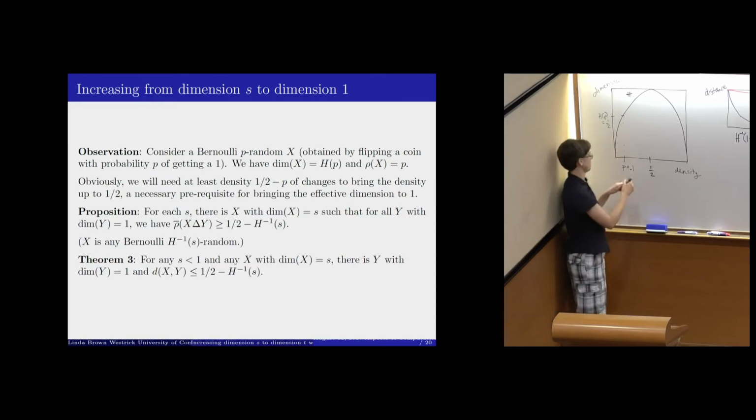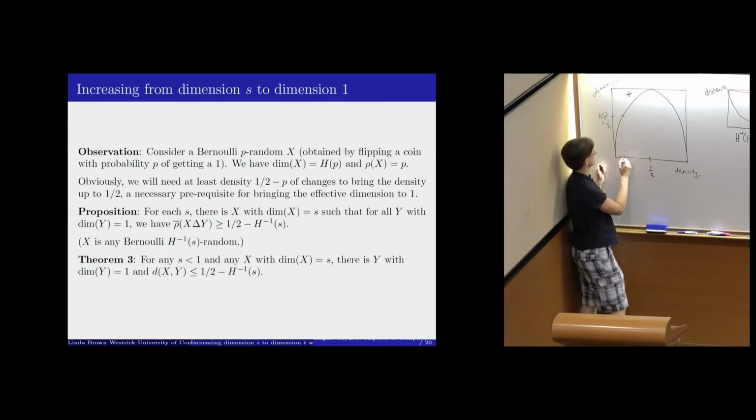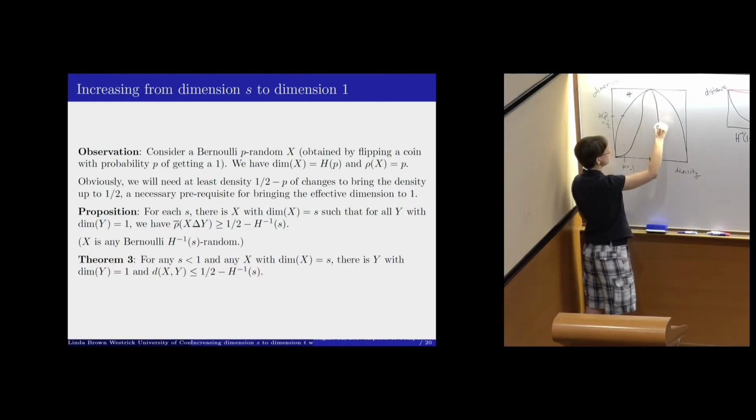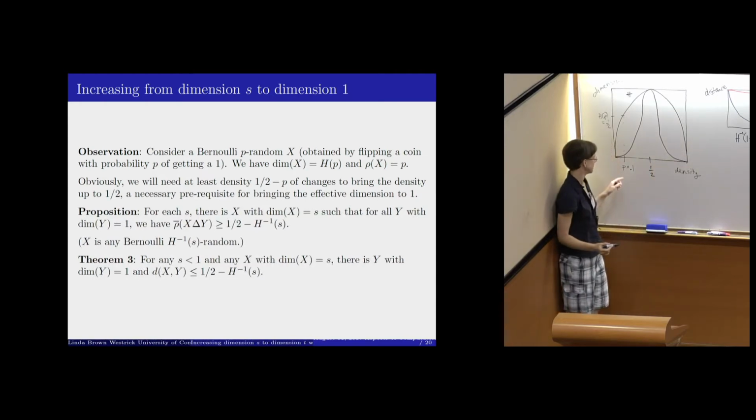If I try to draw on here a sort of mass graph, so think of this as some kind of way of indicating how many strings there are of each density. So there's not very many strings of a small density, but there's a whole lot of strings of density 1/2. This should probably be even steeper, but I can only draw it so well.